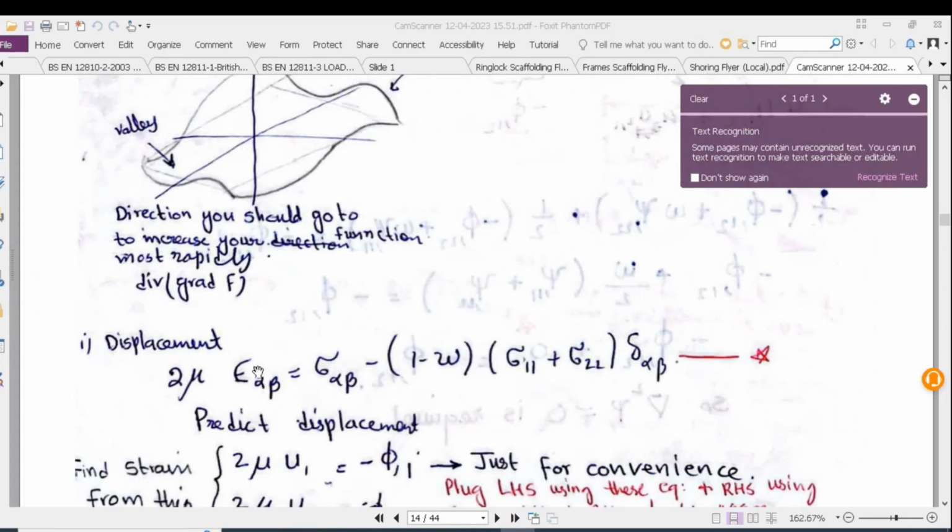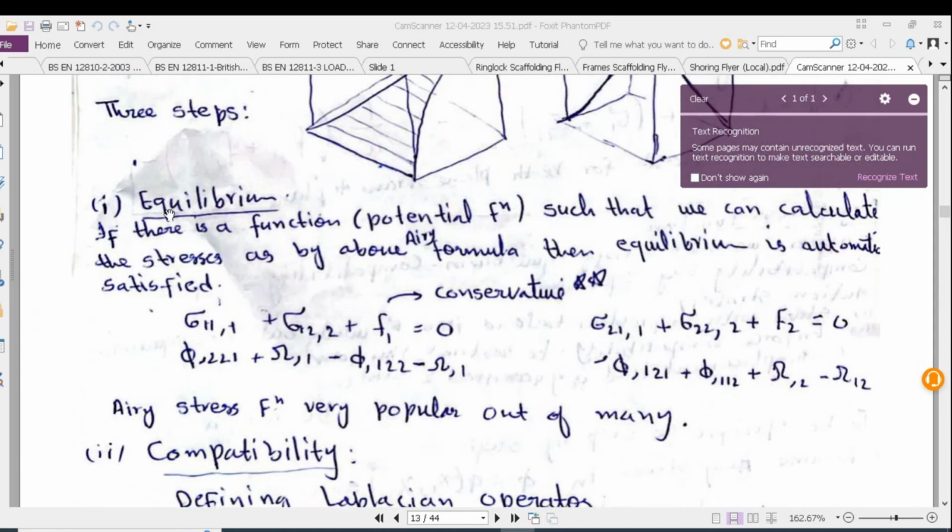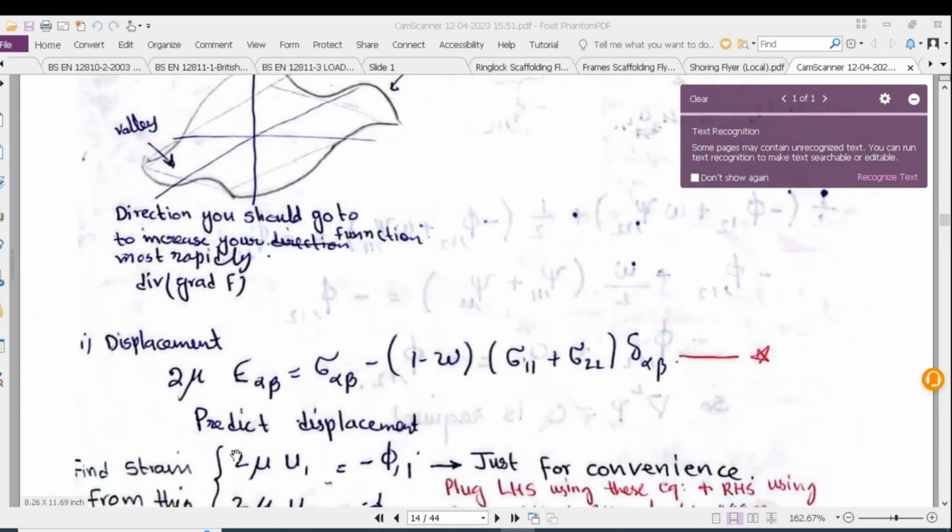So that was the Laplacian. Now we have got our equilibrium done. We have addressed the compatibility equation. The final variable remaining is displacement.